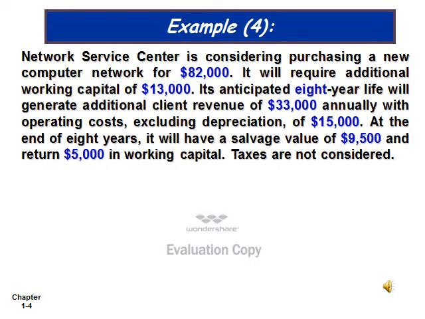Example 4. Network Service Center is considering purchasing a new computer network for $82,000. It will require additional working capital of $13,000. Its anticipated 8-year life will generate additional client revenue of $33,000 annually, with operating costs excluding depreciation of $15,000. At the end of 8 years, it will have a salvage value of $9,500 and return $5,000 in working capital. Taxes are not considered.